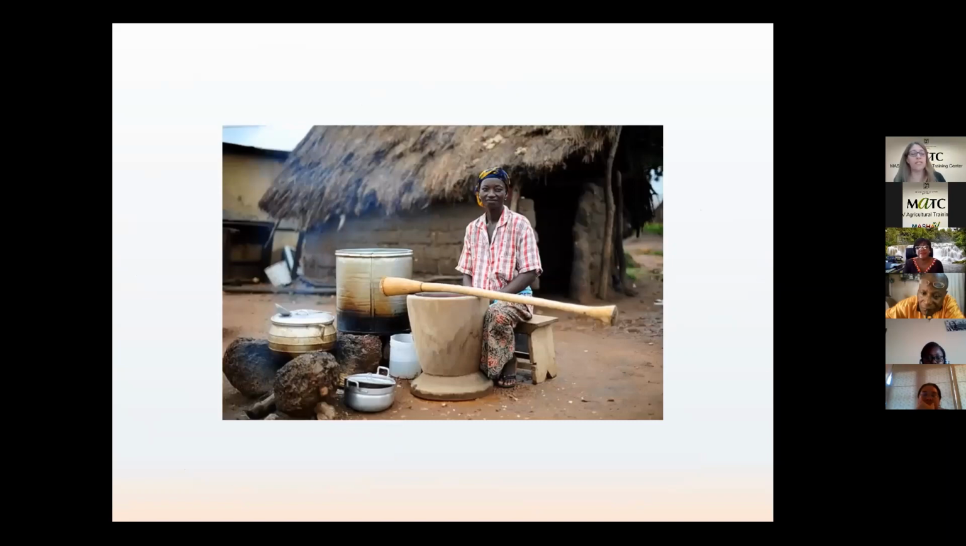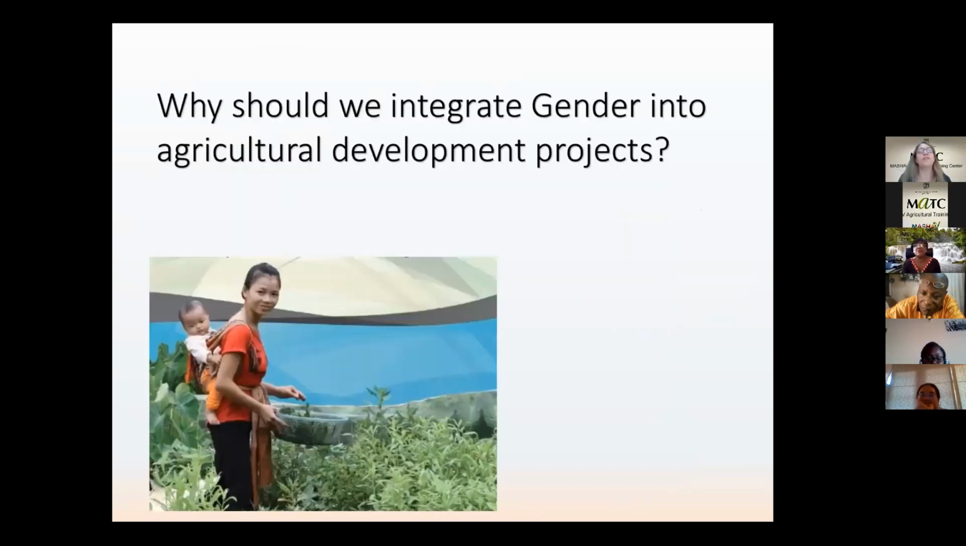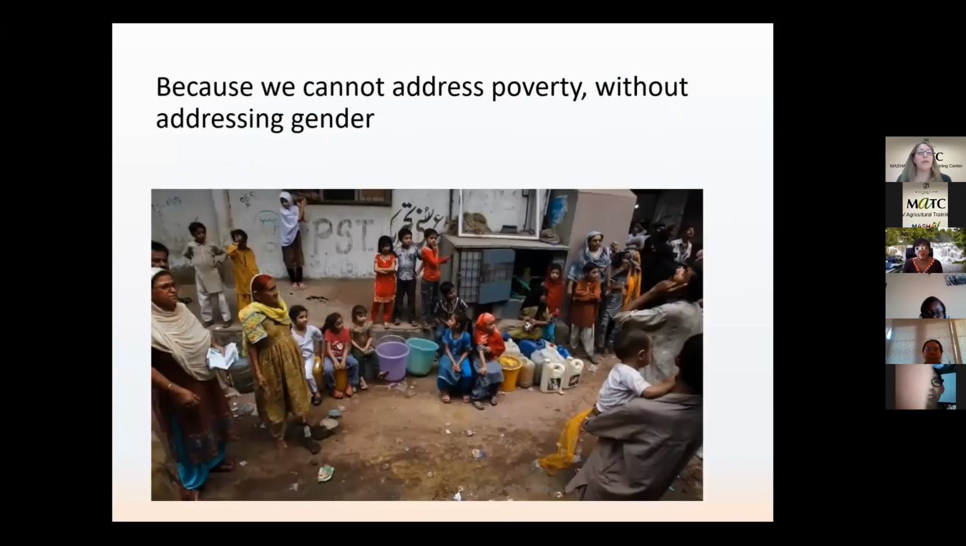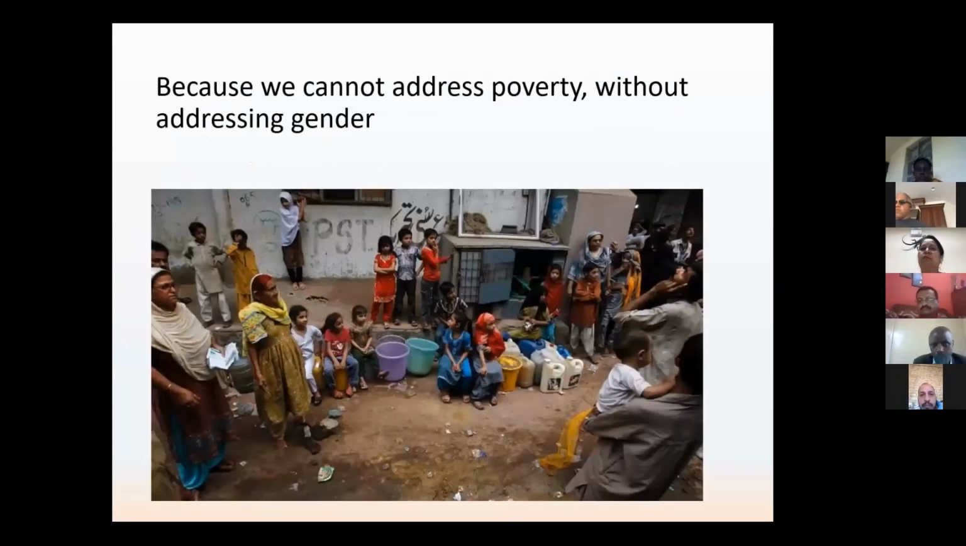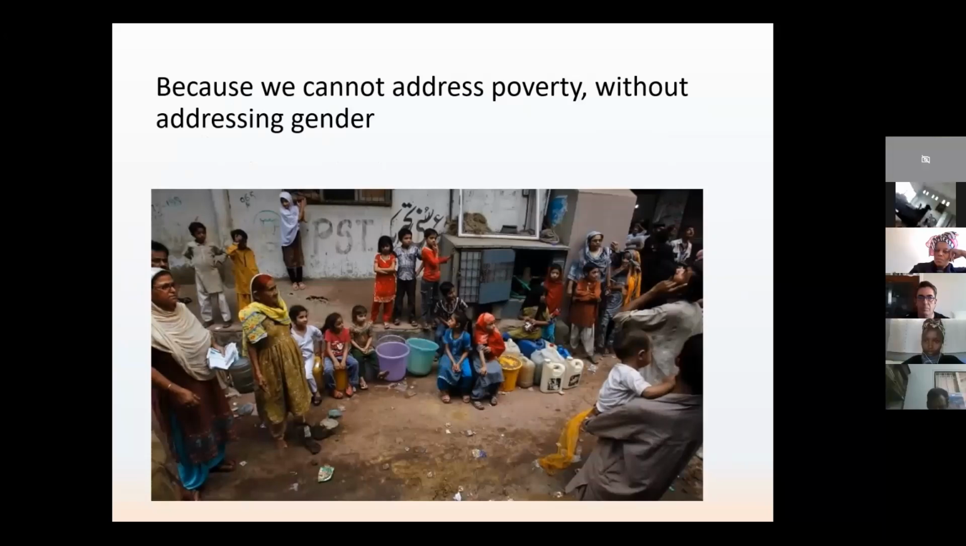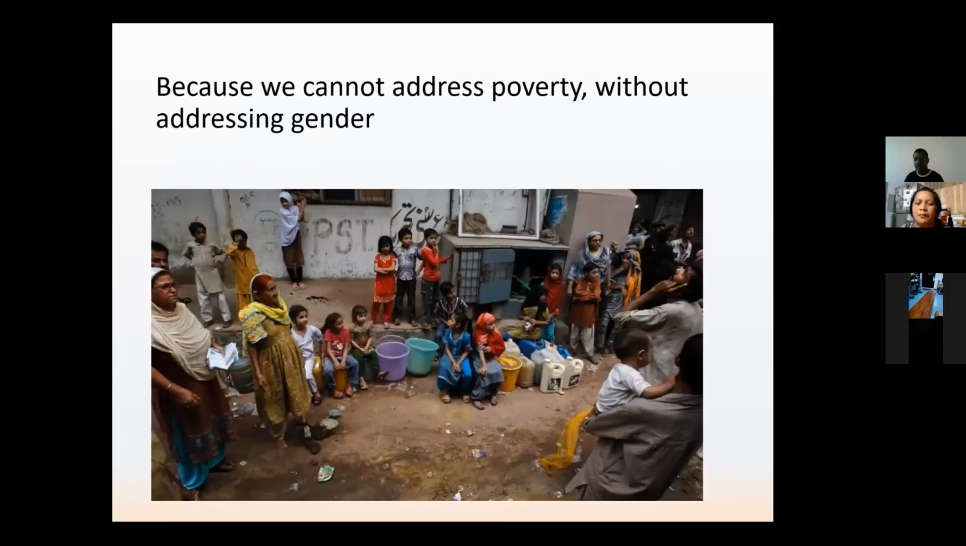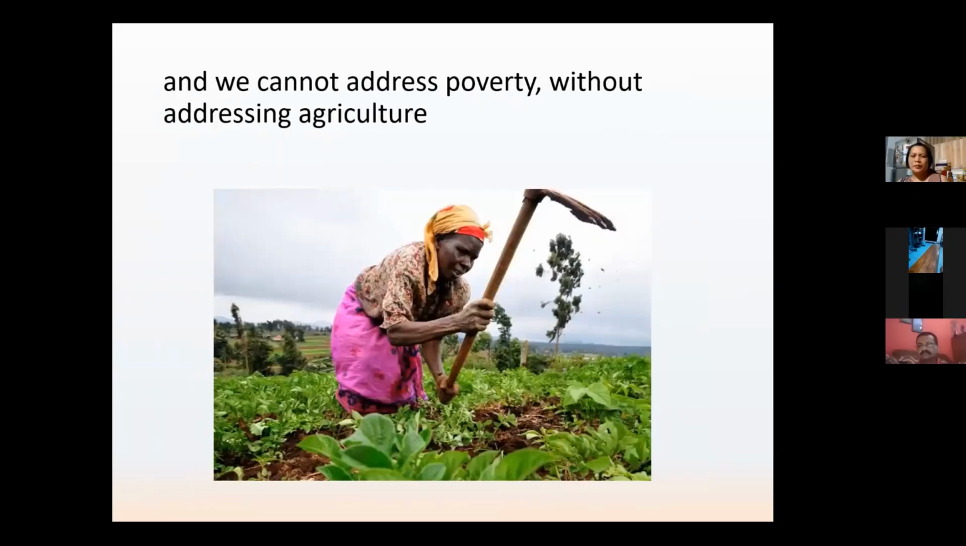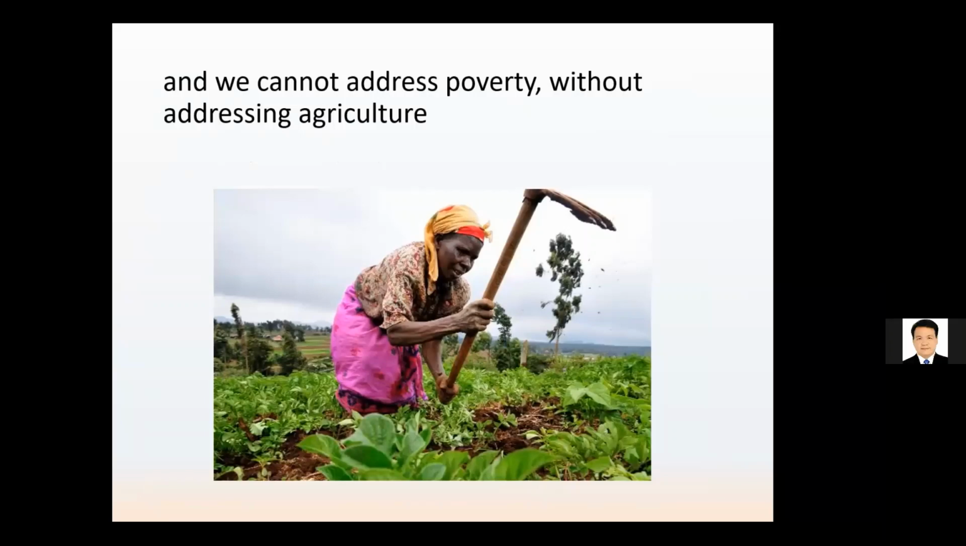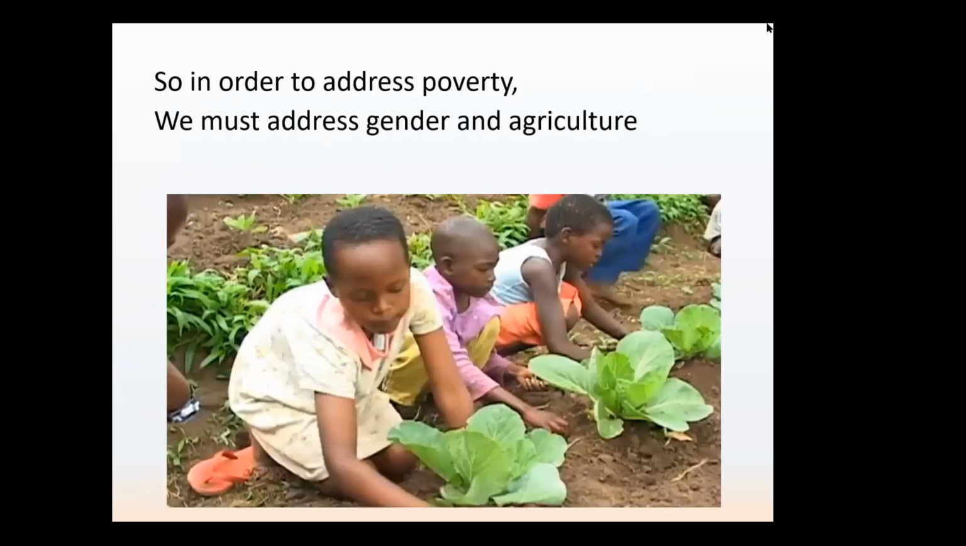So the second question is, why should we integrate gender in agricultural development projects? What's the connection here? And the answer is very simple. We cannot address poverty without addressing gender, and we cannot address poverty without addressing agriculture. Agriculture being the source of life for humanity and often the backbone of a country's economy. So in order to address poverty, we must address gender and agriculture.